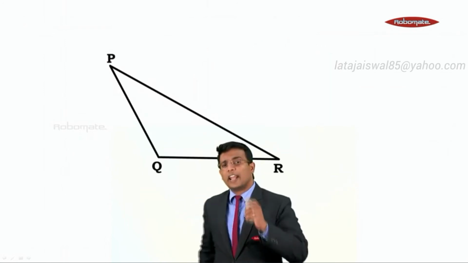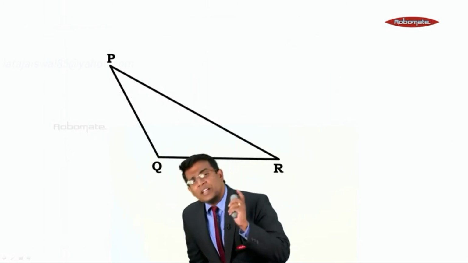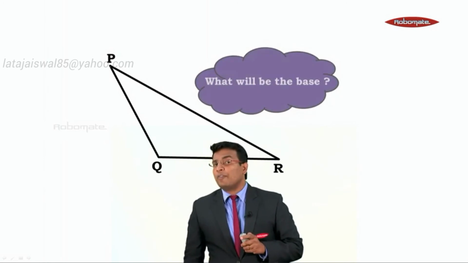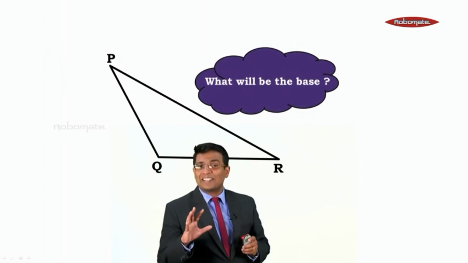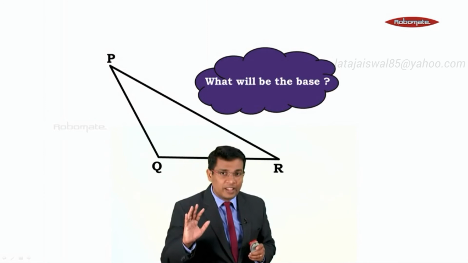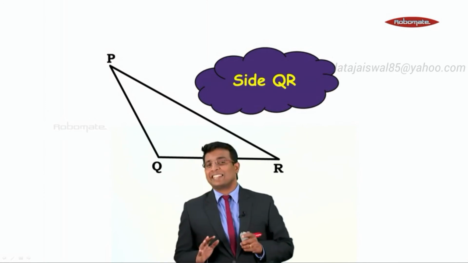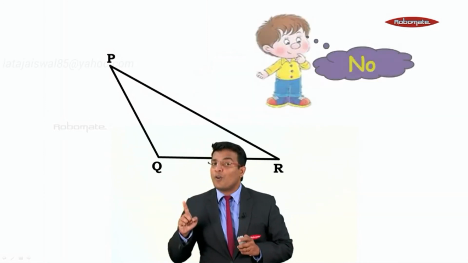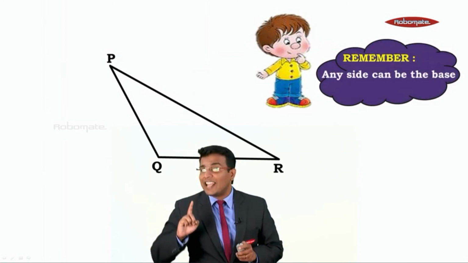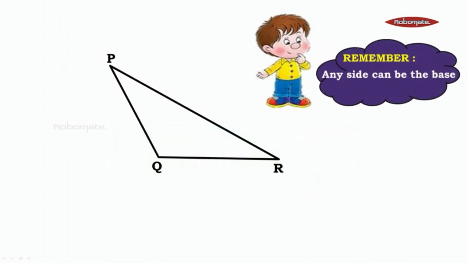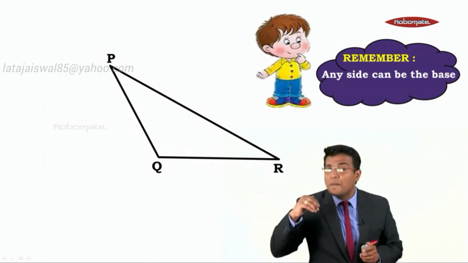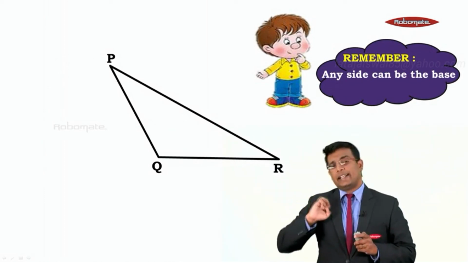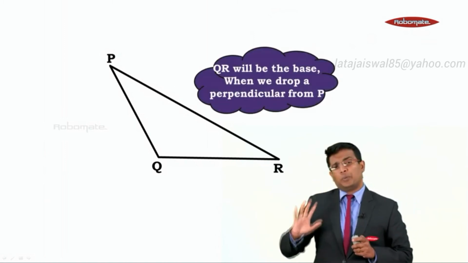Let's say I consider a triangle PQR. Now in this triangle PQR, my first question is, what will be the base? Think, what's the base? Yes, the base is nothing but side QR. No, just now we learned that any side can be the base. So it can be PQ, it can be QR, it can be PR. Let's say I want QR to be the base.